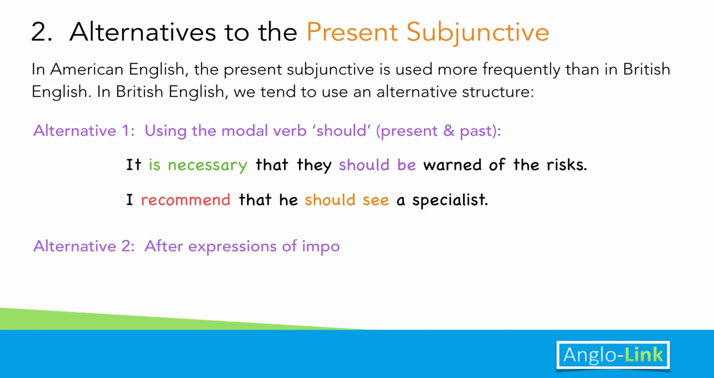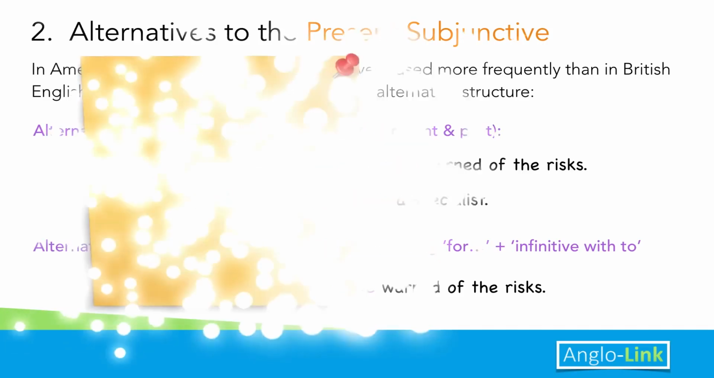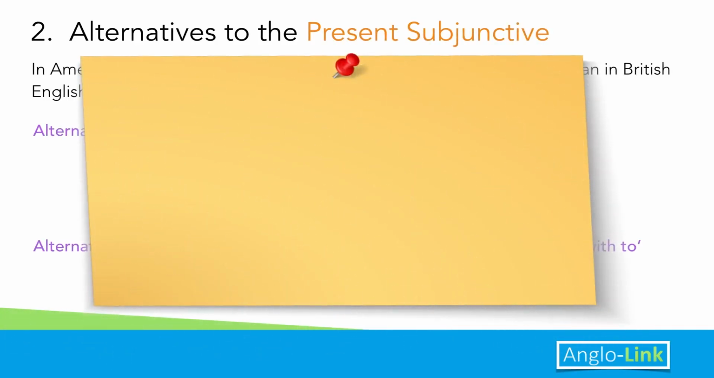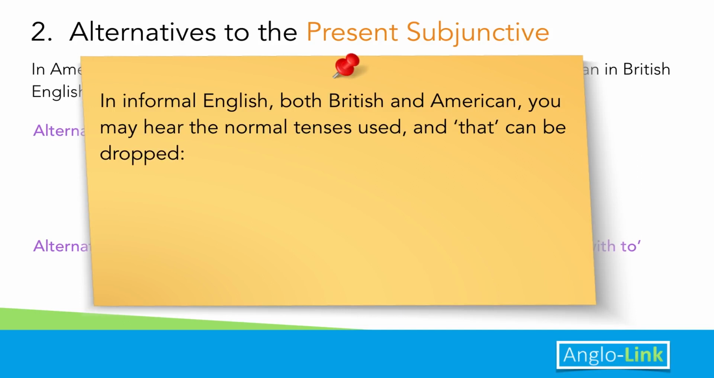Another alternative after expressions of importance is using for and infinitive with to. For example, it is necessary for them to be warned of the risks. Now, an important note here: in informal, everyday spoken English, both British and American, you may hear the normal tenses used, and that can be dropped.